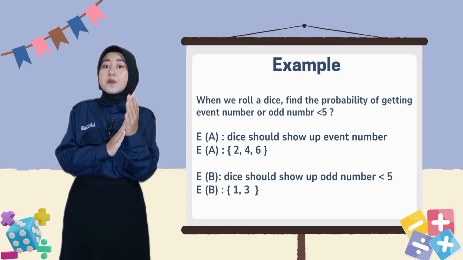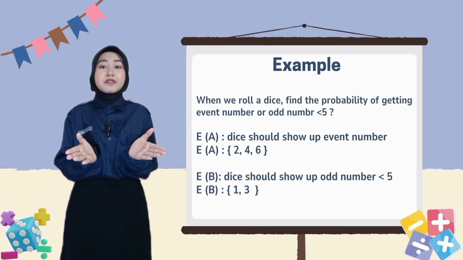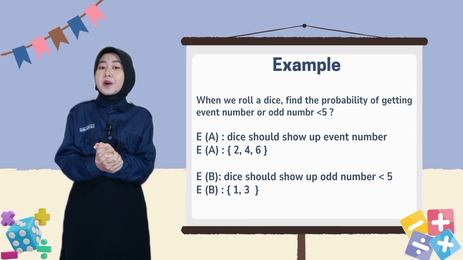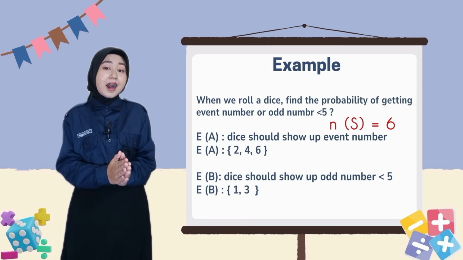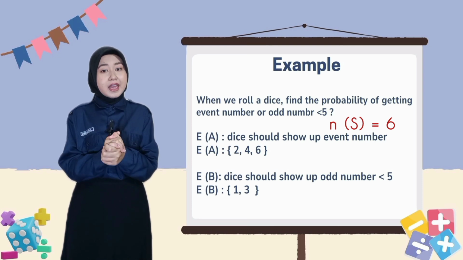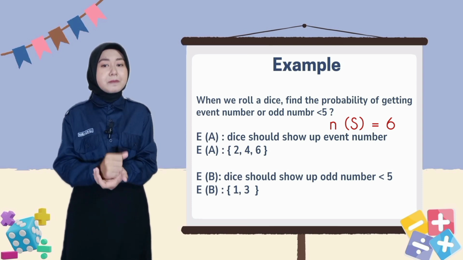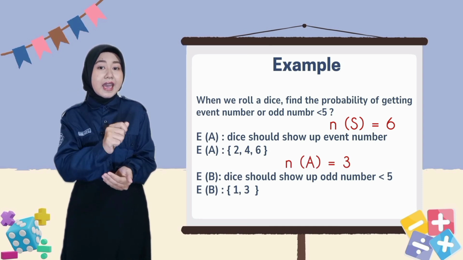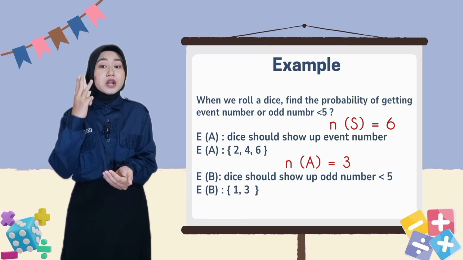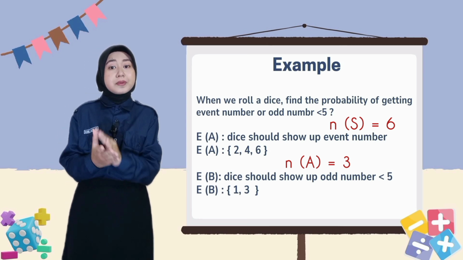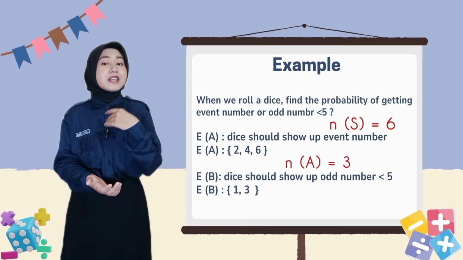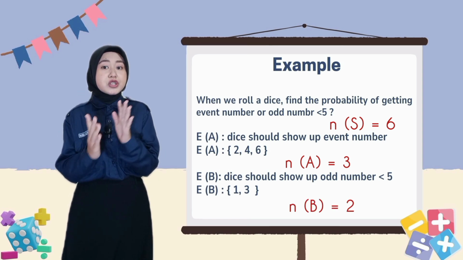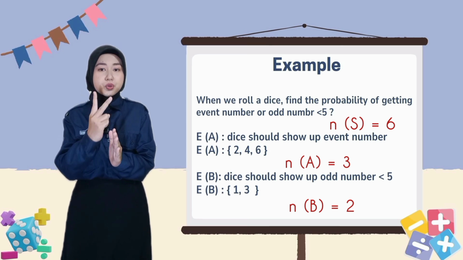For the example, when we roll a dice, find the probability of getting an even number or an odd number less than 5. We know the number of elements in the sample space is 6. And for event A, the dice should show an even number. Event A is 2, 4, and 6, and n(A) is equal to 3. And then for event B, the dice should show an odd number less than 5. So B is 1 and 3, and n(B) is equal to 2.